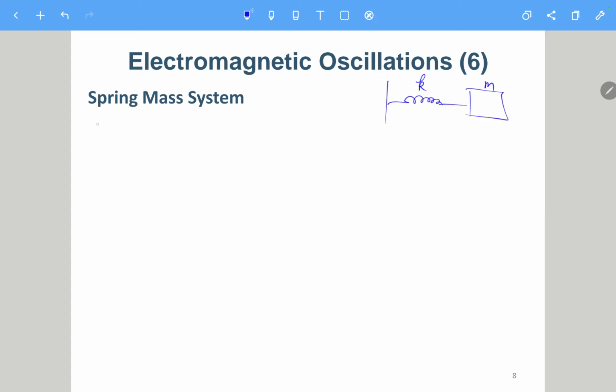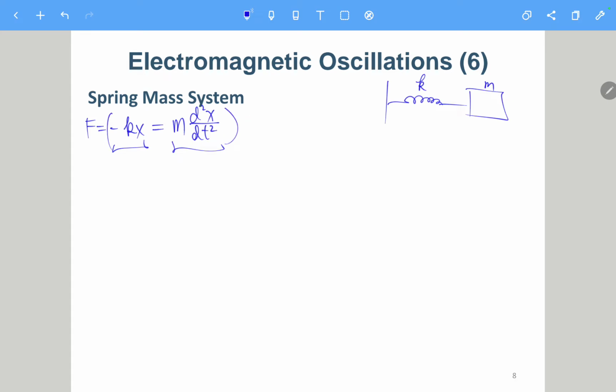So according to Hooke's law, we have F equals negative Kx. And then according to Newton's second law of motion, you know F equals ma. So m times a, where a is the second derivative of the displacement with respect to time. So we have F equals m d2x dt2. Okay, so here you can see this is a second order ODE.